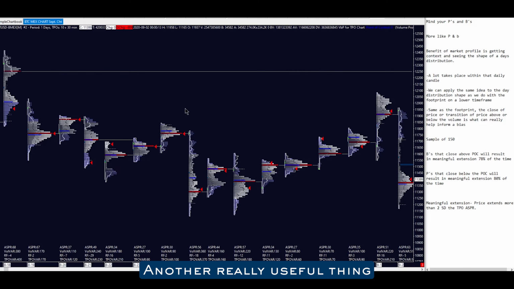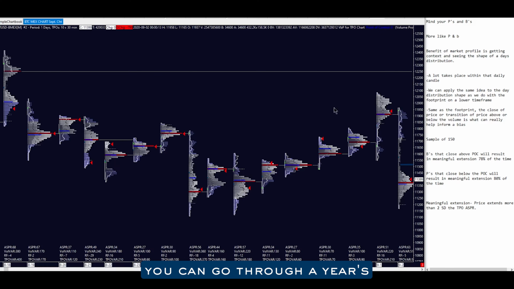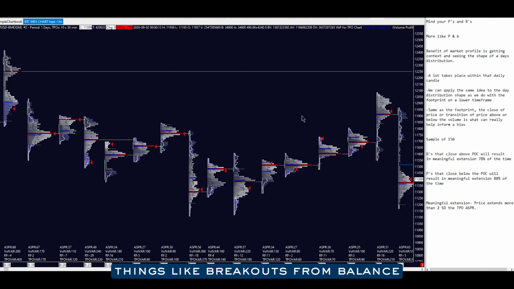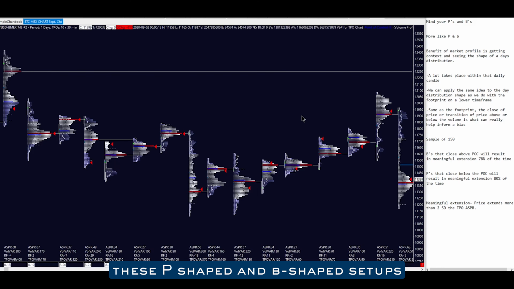Another really useful thing with looking at profile, and I think it's just not mentioned, is that when you're compiling some basic statistical analysis or building some sort of mechanical edge, you can go through a year's worth of profiles very quickly if you're looking at the very obvious things like breakouts from balance, Dalton setups, these P-shaped and B-shaped profiles and how they resolve. You can do that very quickly. You can go through a year's worth of data.